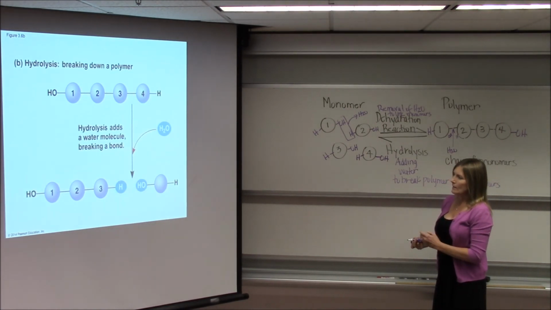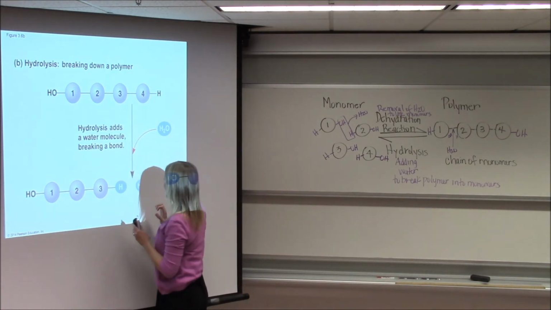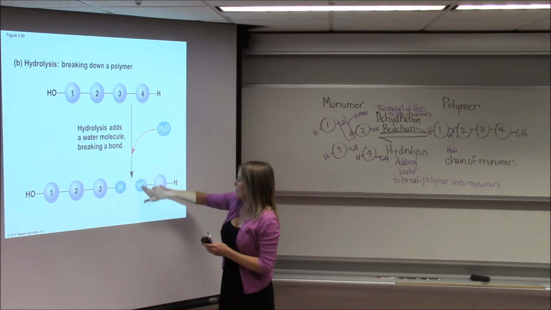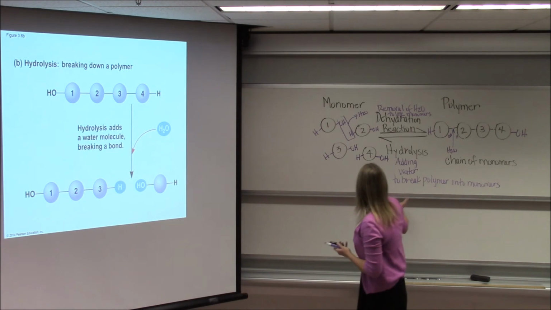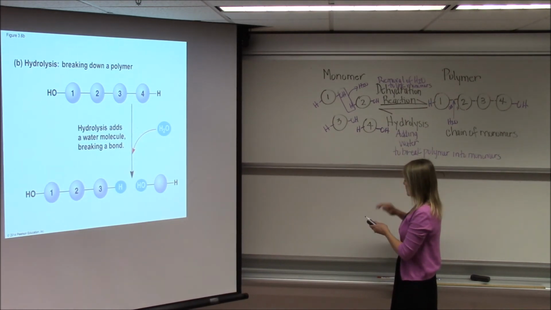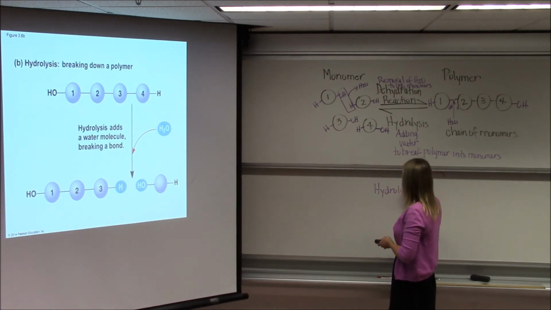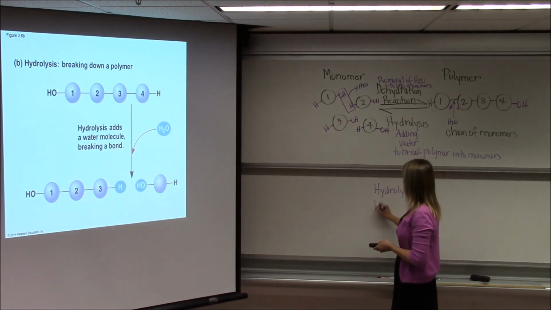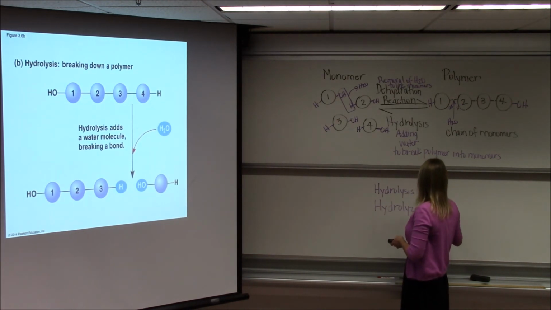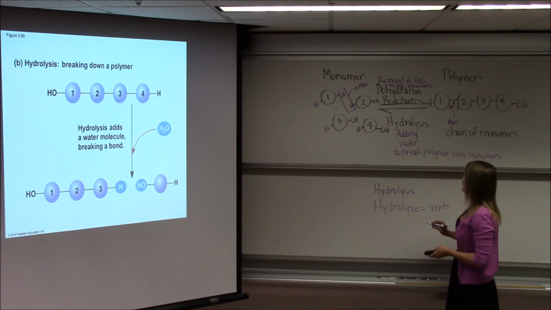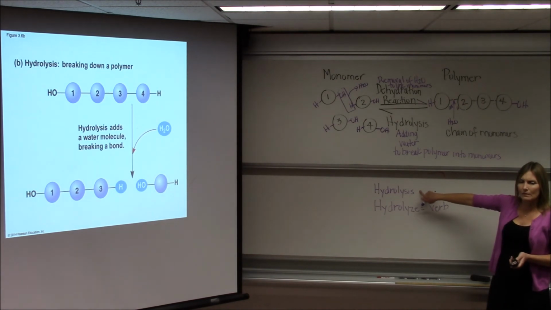And then hydrolysis. Adding water back in to break that back apart. Just taking it back to the way it looked before. So hydroxyl group goes to one end and hydrogen to the other. This term hydrolysis is the name of the reaction. The verb would be hydrolyze. We would say that we hydrolyze these bonds when we perform hydrolysis.